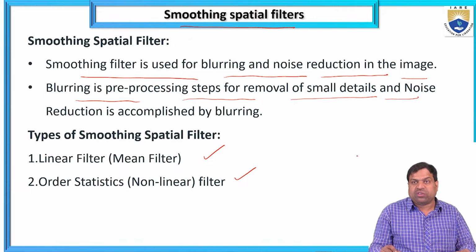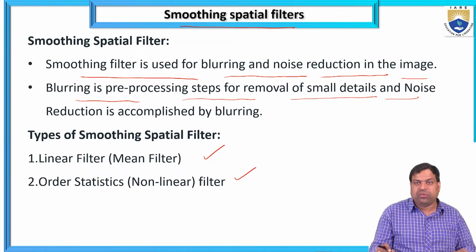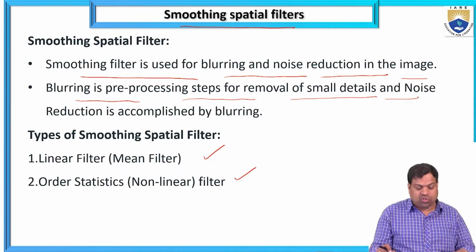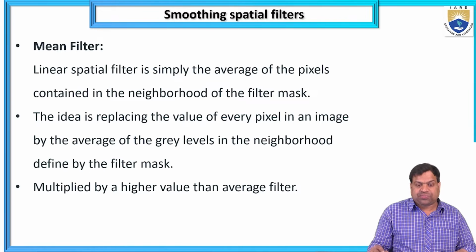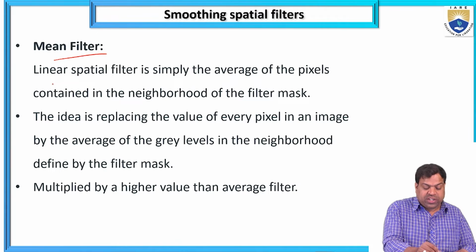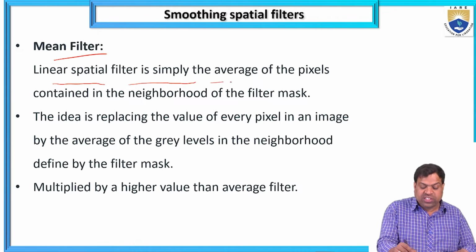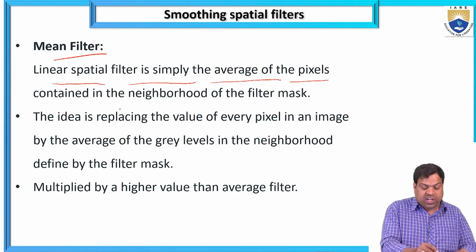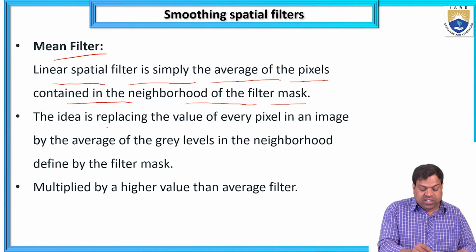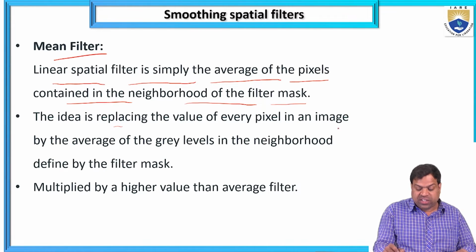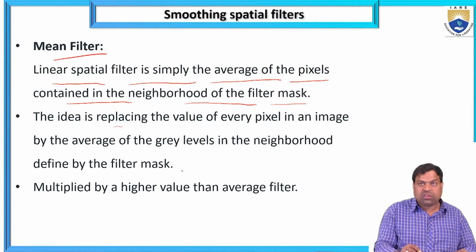So how are we removing the small details of noise and reducing the blurring? We have two types: the mean filter, that is a linear filter, and another, the non-linear filter, that is the order statistics filter. What is a mean filter? The mean filter is a linear spatial filter, which is simply the average of the pixels contained in the neighborhood of the filter mask. The idea is replacing the value of every pixel in an image by the average of the gray levels in the neighborhood defined by the filter mask.